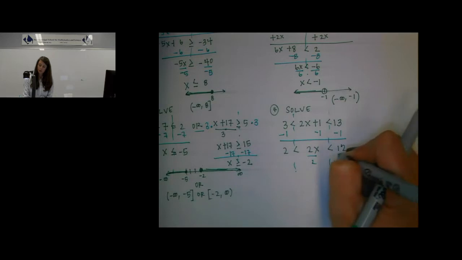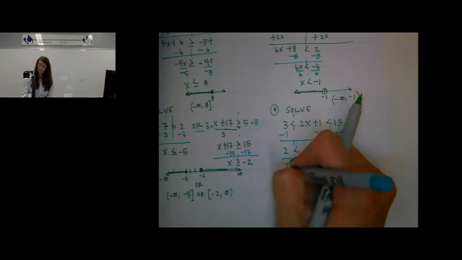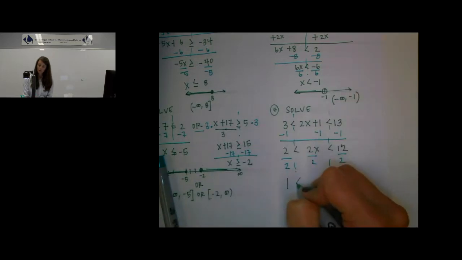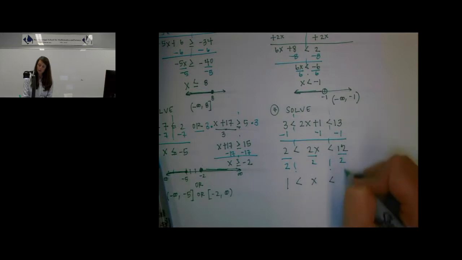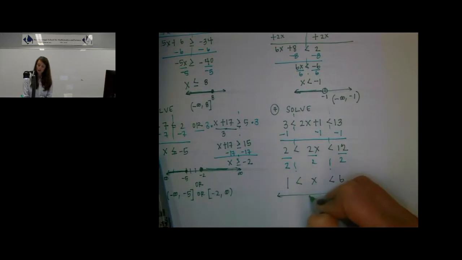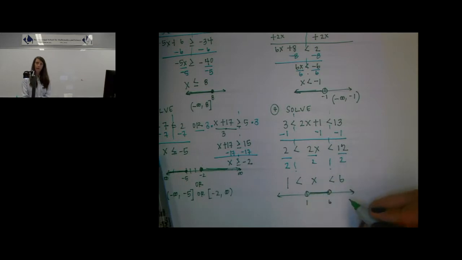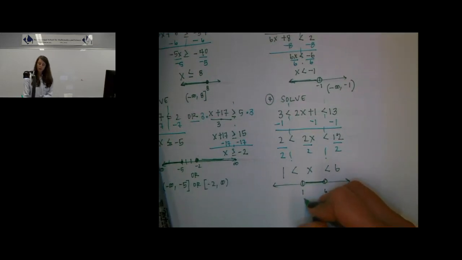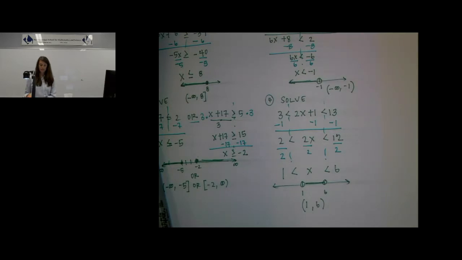Divide both sides by 2. So we'll have 1 is less than x, which is less than a 6. So that means that x is going to be between 1 and 6. So it's going to be all the values in between there. So my interval notation will be in between 1 and 6.